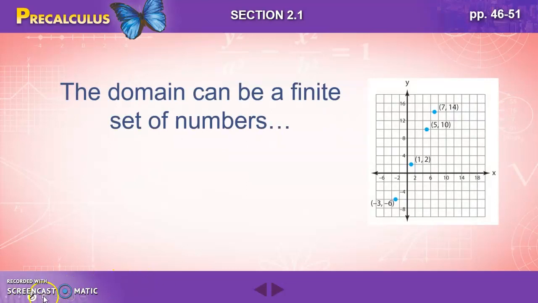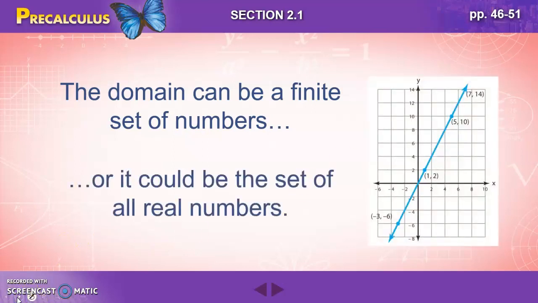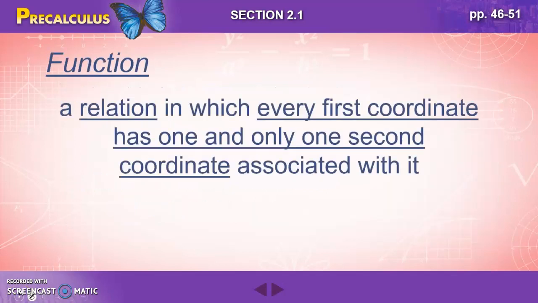The domain can be a finite set of numbers. In this case, if we're looking at domain, the farthest left we go is -3, and the farthest right we go is 7. So our x's would be greater than or equal to -3 and less than or equal to 7. Or a domain can also be the set of all real numbers, where a line continues forever and ever and ever, and we don't have a definite ending. We have negative infinity to positive infinity, or all real numbers.